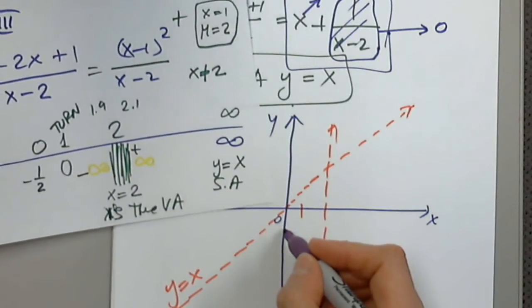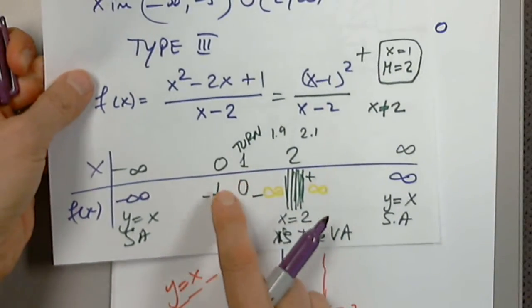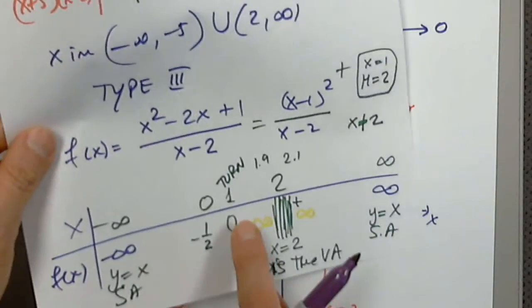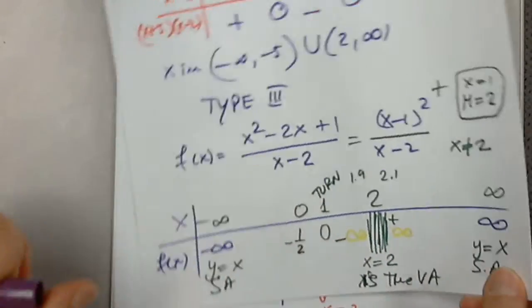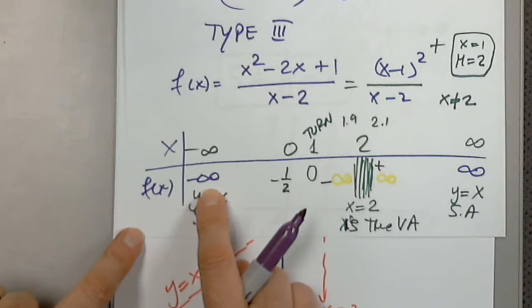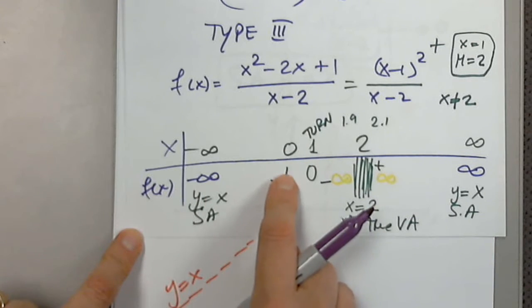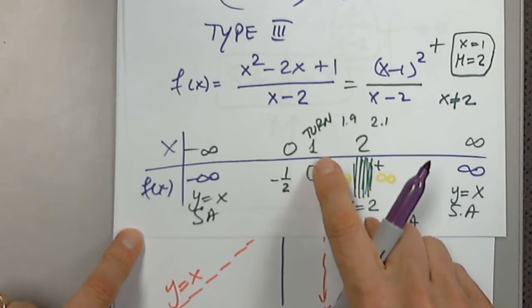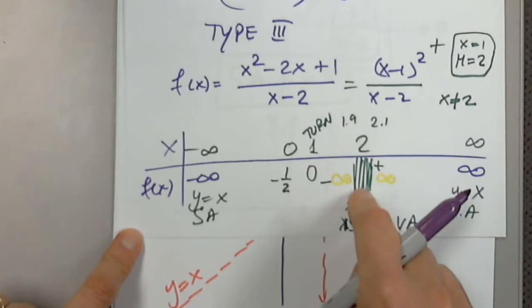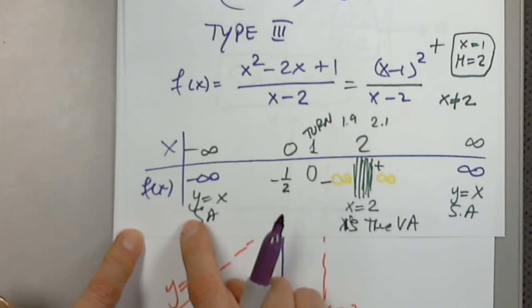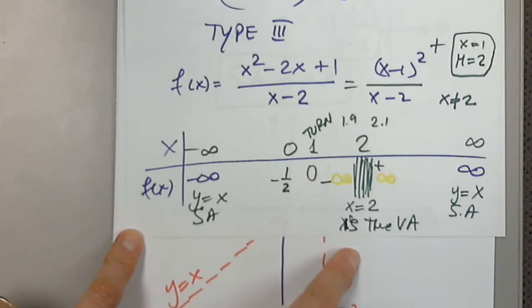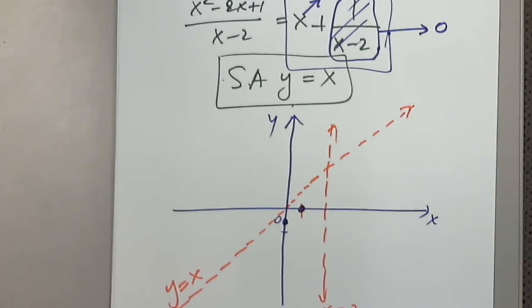I have to plot these points. 0 for x, negative 1/2 for y. And I have to plot 1, 0, keeping in mind that this will be a turn. So the function is coming from negative infinity, crossing the y-axis at 0, negative 1/2, touching the x-axis at 1, 0, and having a turn, and then dropping to negative infinity on the left-hand side of the vertical asymptote. One more time. From negative infinity, crossing the y-axis, touching the x-axis and turning and coming down to negative infinity. So here it is.